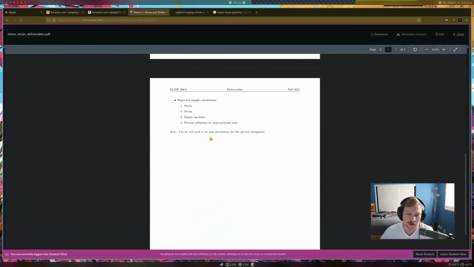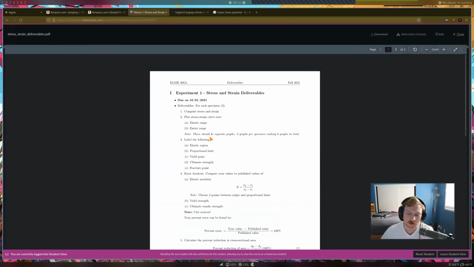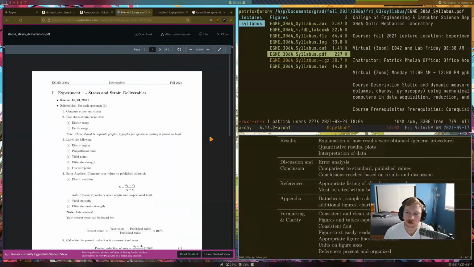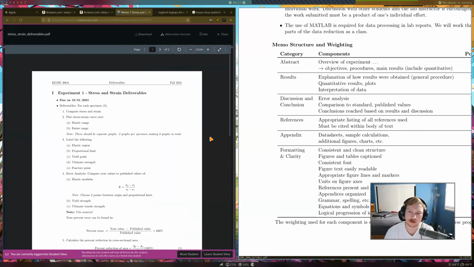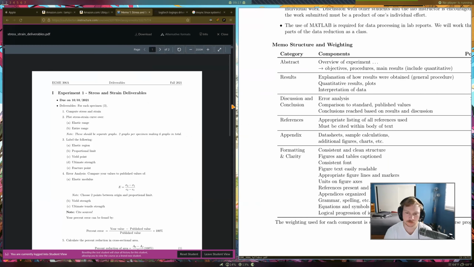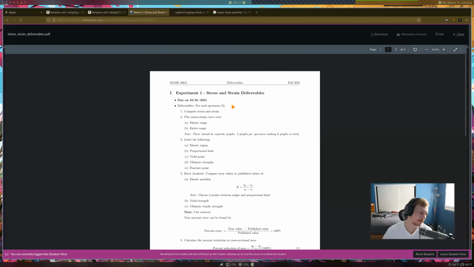And then for the actual content, make sure you look at the syllabus so you can see all of the different sections, right? The abstract, results, all of that. Make sure that you cover everything in all of these sections. Perfect. Thank you so much.